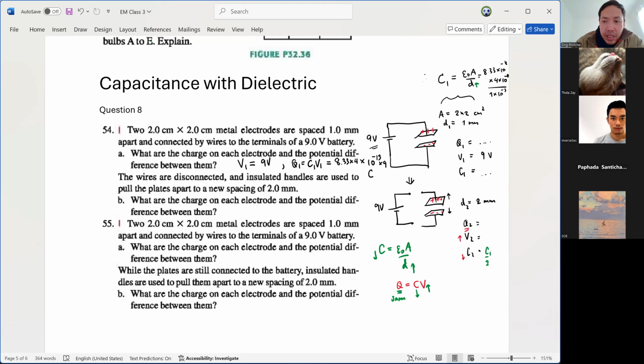So Q2 is gonna be the same as Q1, but V is gonna be twice V1. So it's gonna become 18 volt. Make sense? Yeah. So that's the answer. If you plug in the number, you get the answer. Does it make sense?